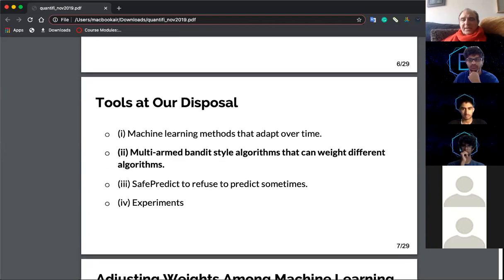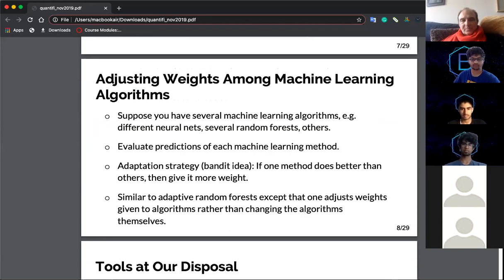So the next thing that we're going to look at is what are called multi-armed bandit style algorithms. So bandit doesn't mean you're going to rob somebody. Bandit has to do with slot machines, actually, and the multi-armed slot machines. Even that relationship is not so direct. So let me explain. Next slide, please.